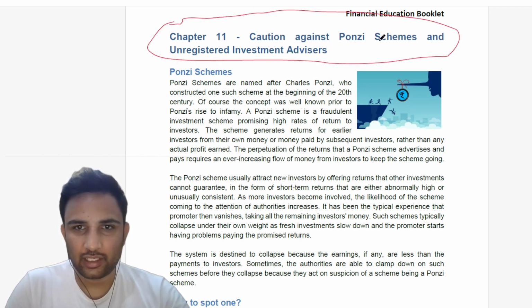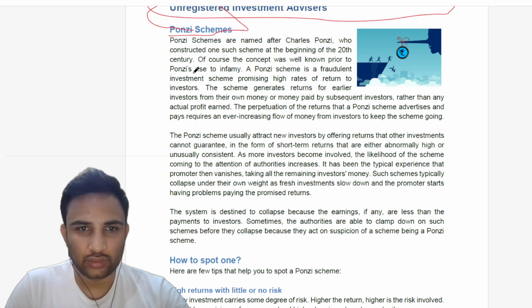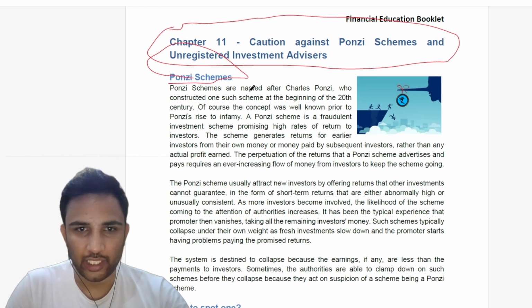Chapter 11: Caution against Ponzi schemes and unregistered investment advisors. Ponzi schemes. Ponzi schemes are named after Charles Ponzi, who constructed one such scheme at the beginning of the 20th century. Of course, the concept was well known prior to Ponzi's rise to infamy.